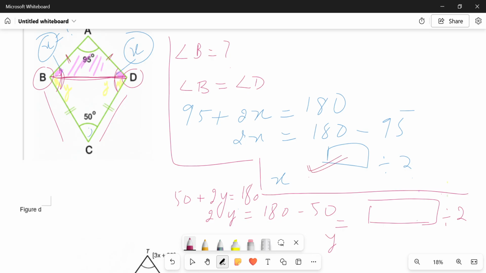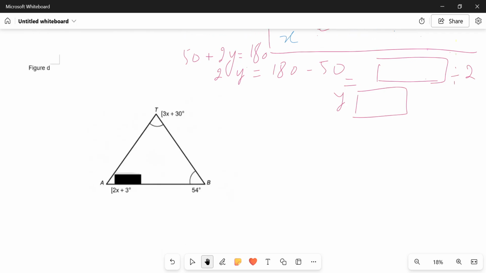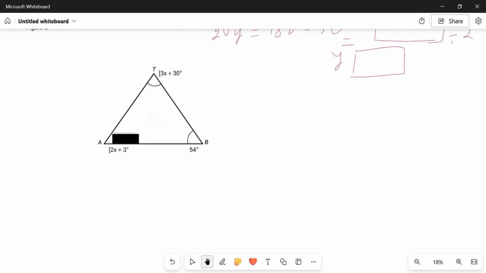This X value and Y value, when we add both of them, we will get angle B. Got it, students? You need to find the answer on your own. Okay, let's solve the next diagram.